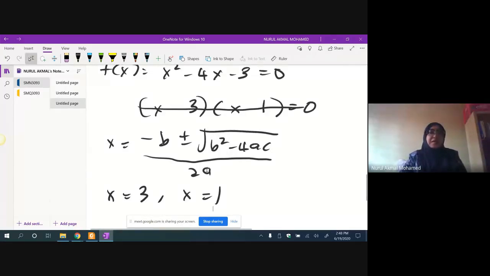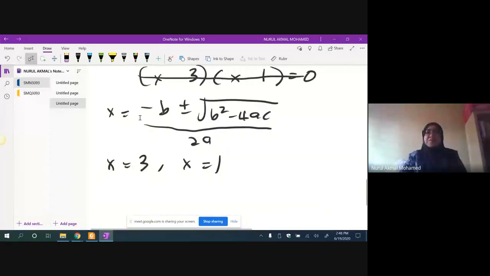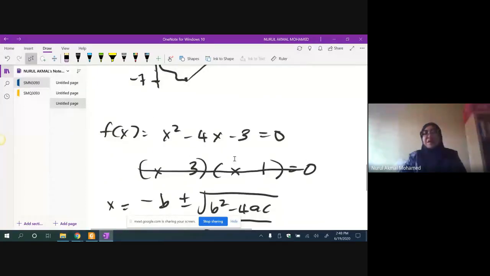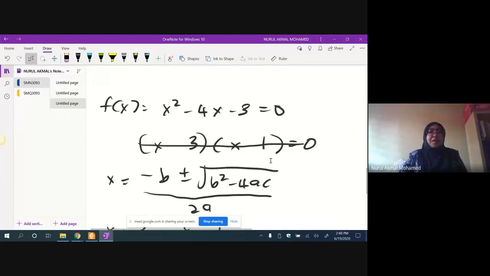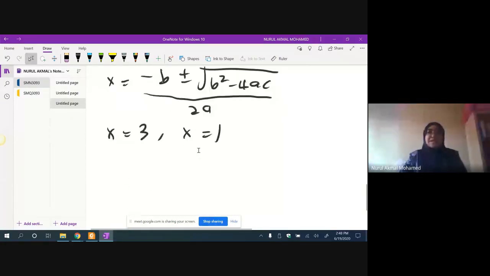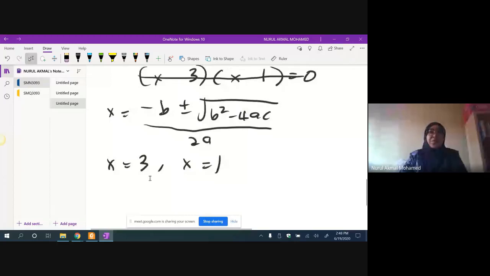I don't have the calculator, but you can easily find the roots of this function, either by factorizing. I'm not sure, I've never done it for years. So you better check it by using your tools. So x is equal to 3 and x is equal to 1.